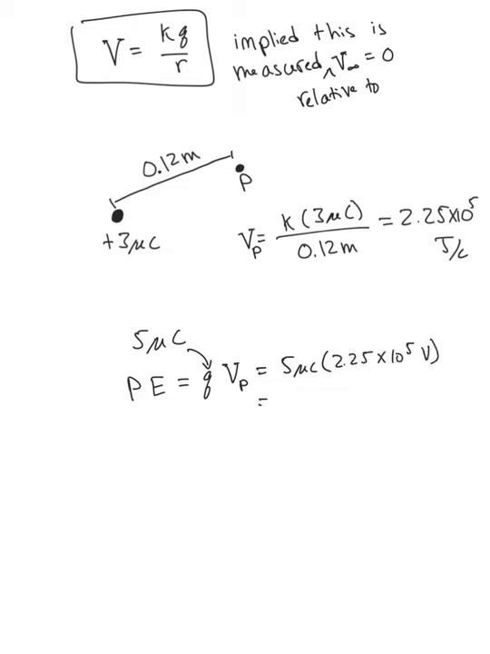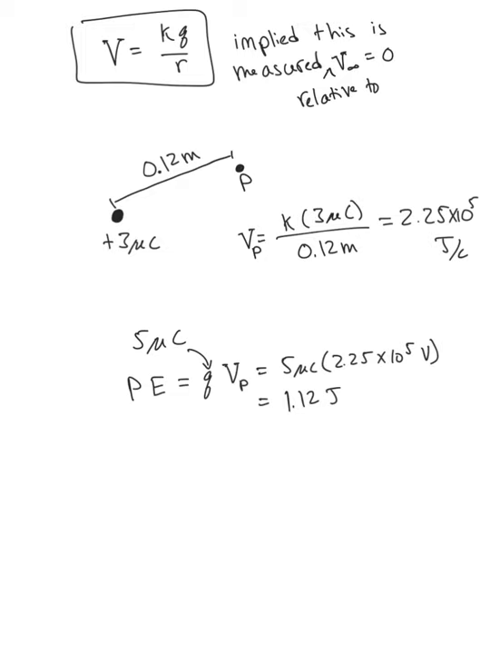It makes sense that this potential energy should be positive because we had to do work in order to get that 5 microcoulomb charge there. These two positive charges don't want to be together. If we let them go, they will repel each other strongly. And so it makes sense that this system is storing positive potential energy.